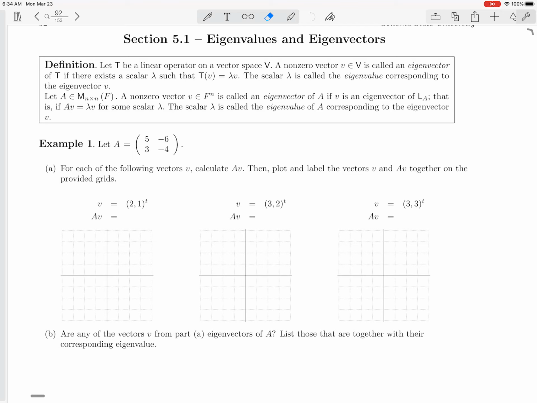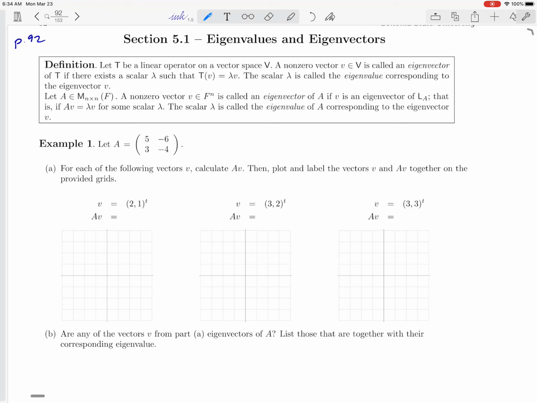Good morning, everybody. So today we're going to talk about eigenvalues and eigenvectors, the start of a new chapter for us. This is page 92 of the workbook. Eigenvalues and eigenvectors have a number of applications that we're going to explore in this chapter, one of which is that they help us come up with nice representations of linear transformations in terms of matrices. Okay, so let's look at the definition together.